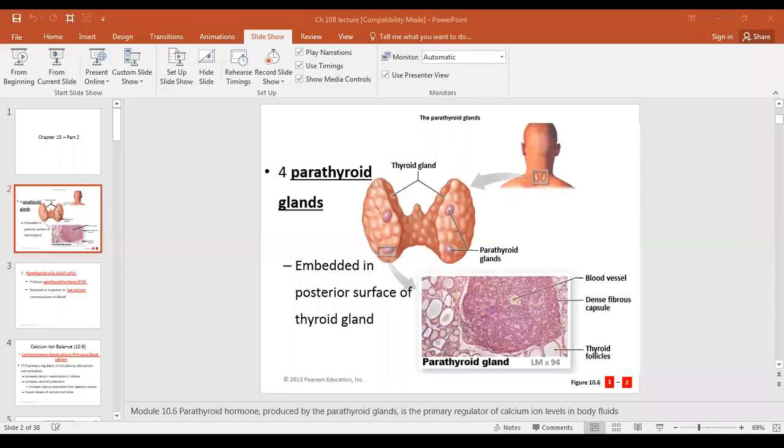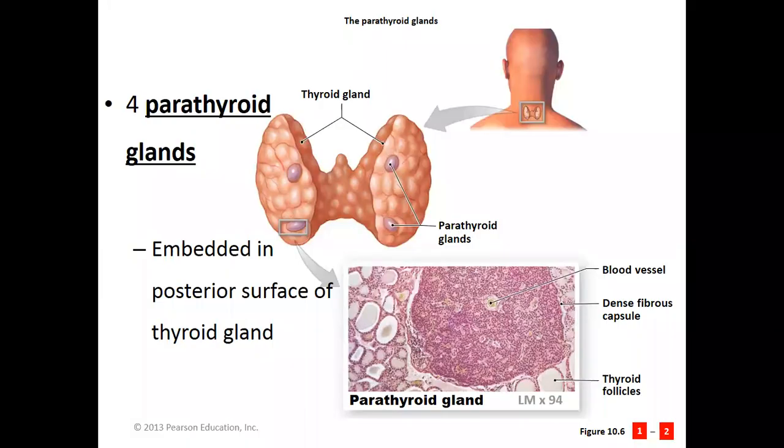Okay, let's get through the last half of chapter 10. We're going to finish talking about the endocrine system. So this system is so fancy. We just finished talking about the thyroid glands and the hormones produced there.